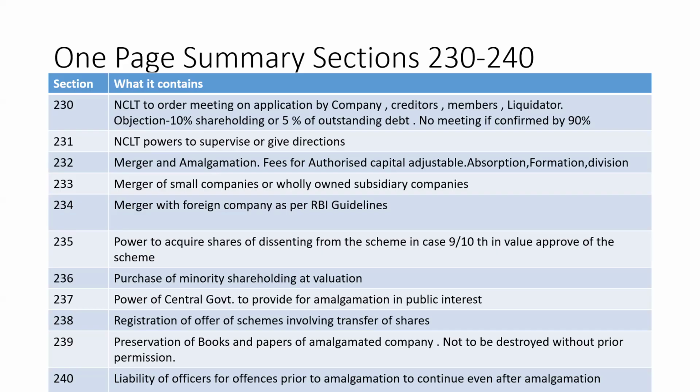233 talks of merger of small companies or wholly owned subsidiary companies. 234 talks of merger with foreign company as per RBI guidelines. 235 talks of the power to acquire shares of dissenting shareholders from the scheme in case 9/10 in value approve of the scheme. 236 talks of purchase of minority shareholding at valuation. 237, power of the central government to provide for amalgamation in public interest. 238, registration of offer of schemes and all those things.